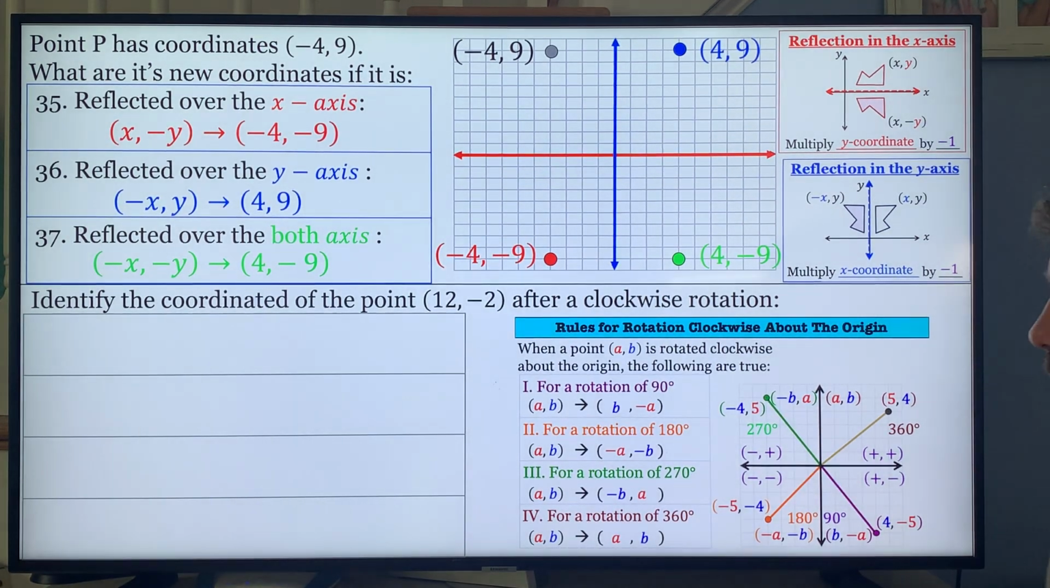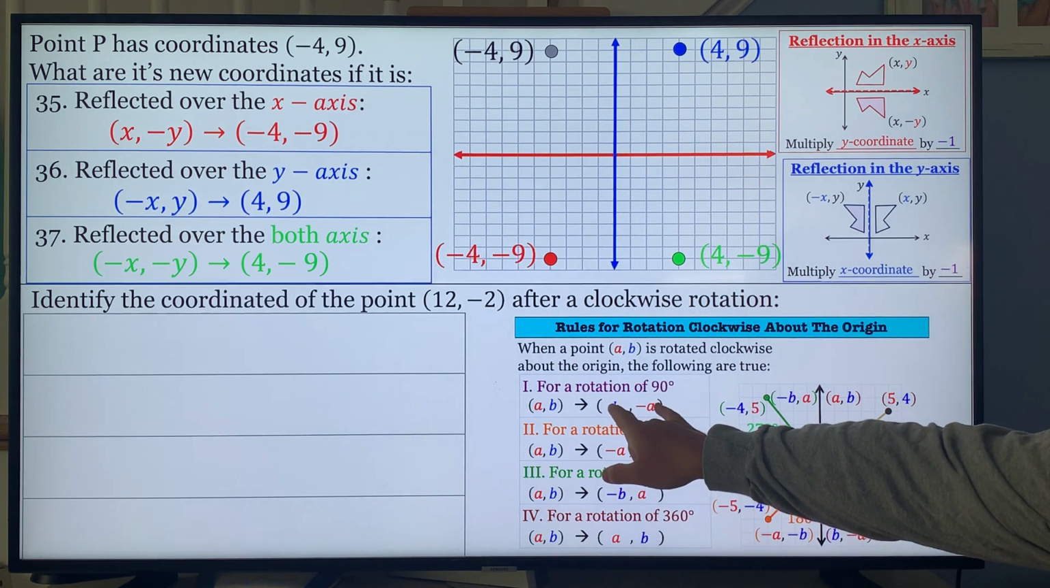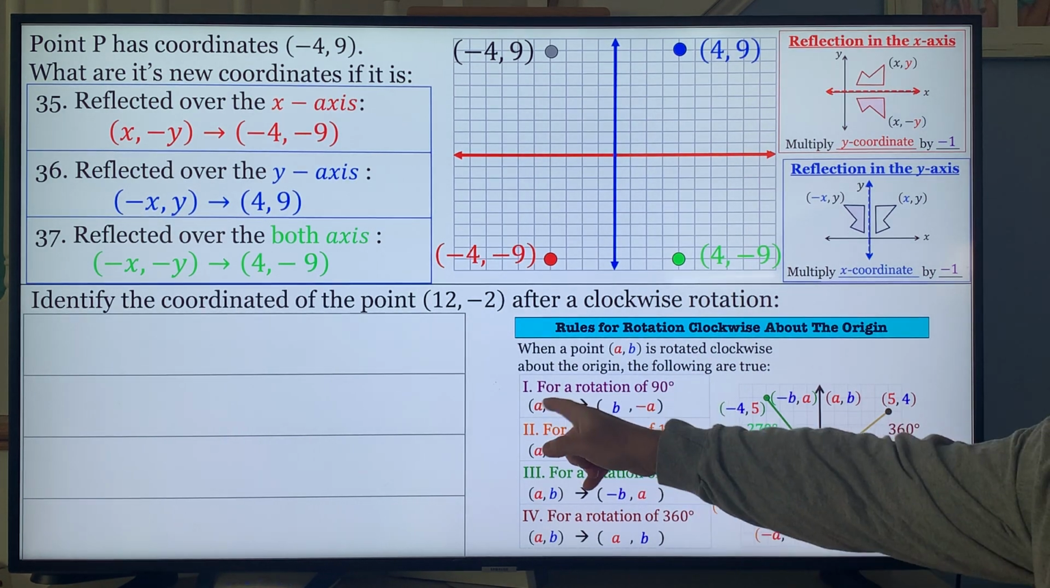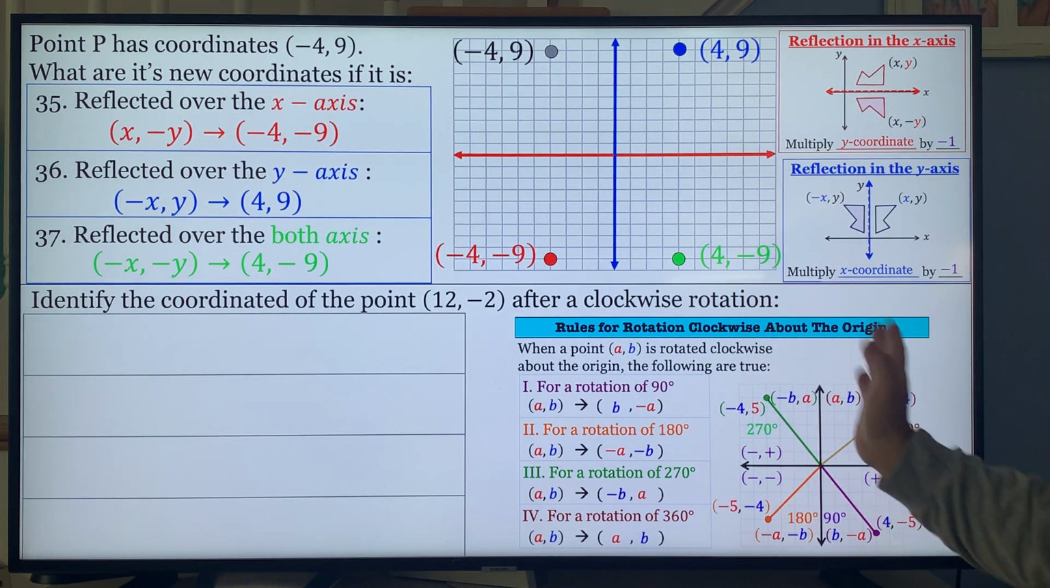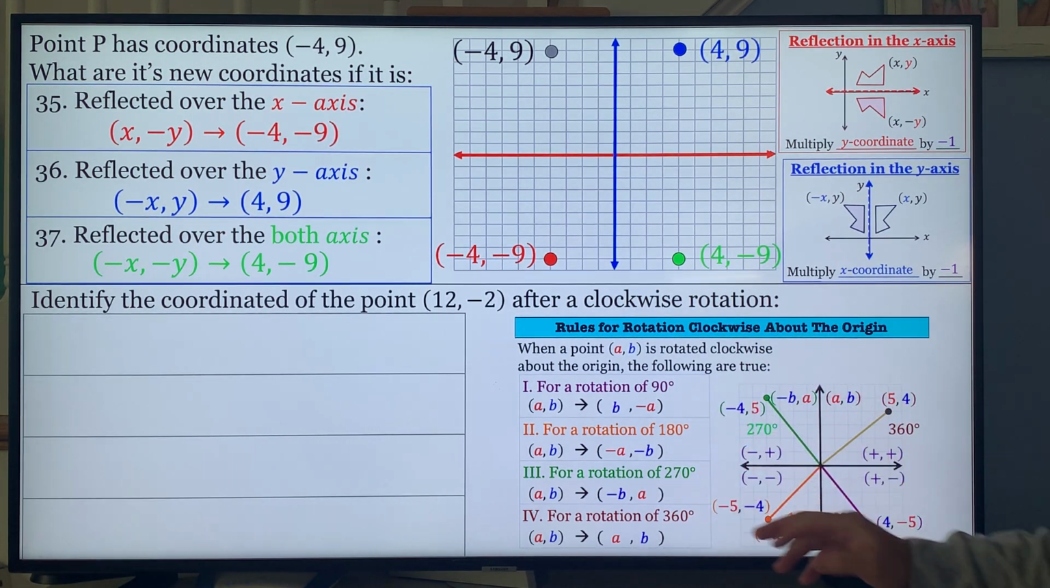You can use notes, so I'd have these notes down there. If you rotate something 90 degrees, you switch the x and the y, and whatever the x is, you make negative. So for instance, 90 degrees, now this is just clockwise. Counterclockwise is just, you switch the 90 and 270.